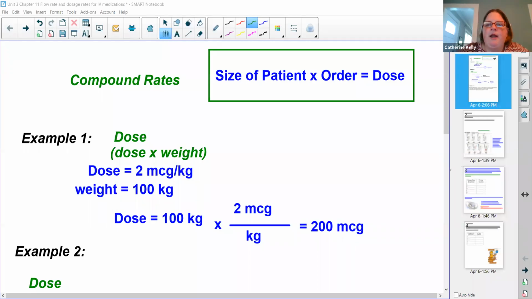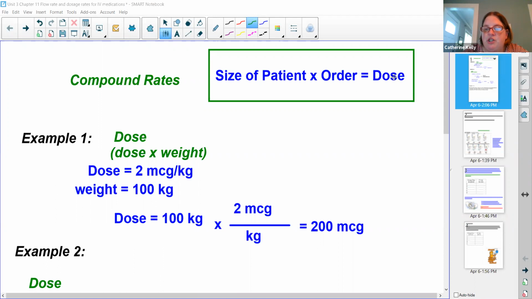Hi, so now we're going to work on compound rates. The size of the patient times the order is the dose. So we've already talked about this, I believe, but just in case. The dose is going to be dose times weight. The dose would be, for example, 2 micrograms per kilogram, but the weight is 100 kilograms.